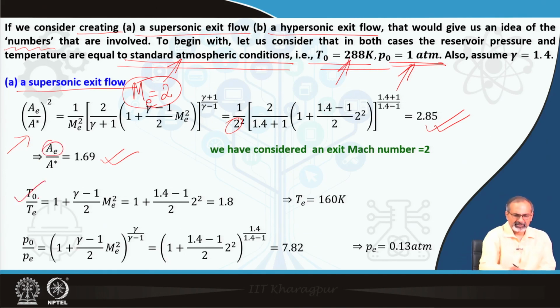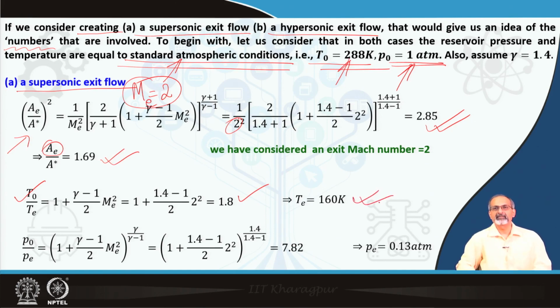which means the exit area is 69% more than the throat area. As far as the temperature ratio is concerned, if you plug in the value of Me equal to 2, you find that the ratio gives you 1.8, which means the temperature at the exit will fall to 160 Kelvin. Similarly, pressure gives you a ratio of 7.82, which means the exit pressure needs to be 0.13 times atmosphere, which is of course subatmospheric and much lower than atmospheric pressure.